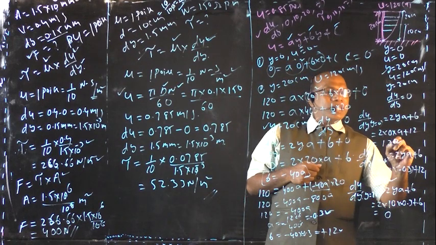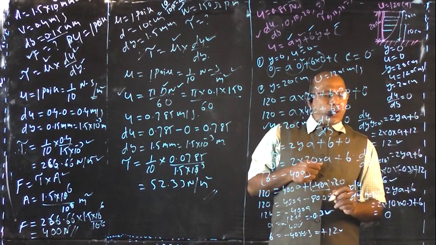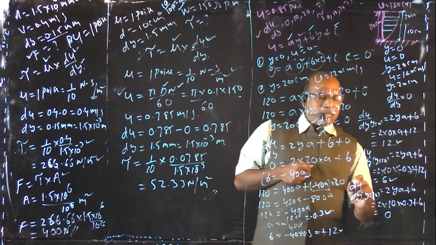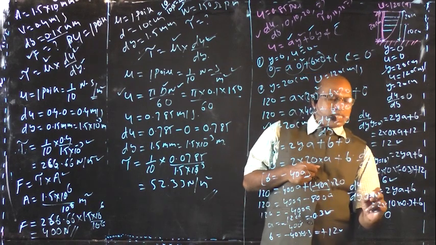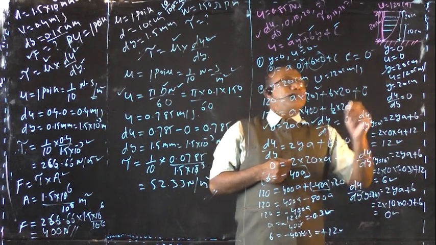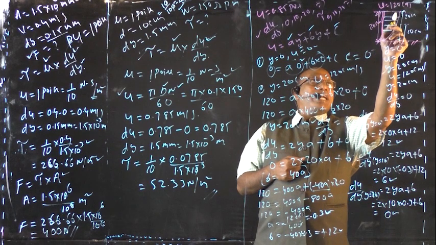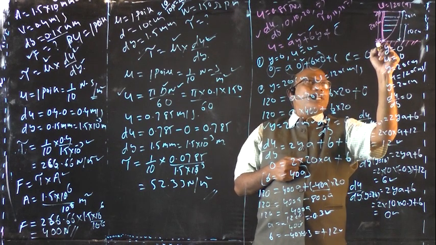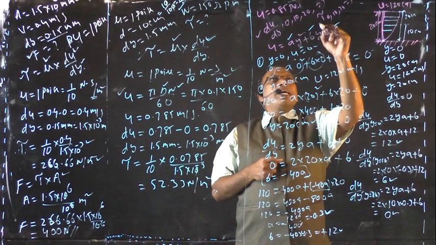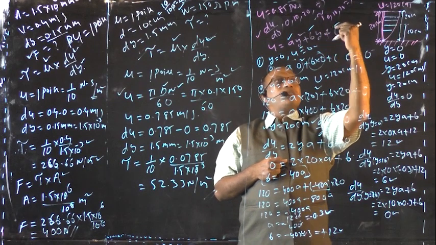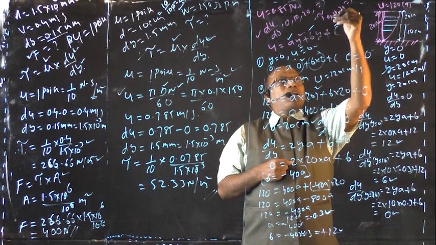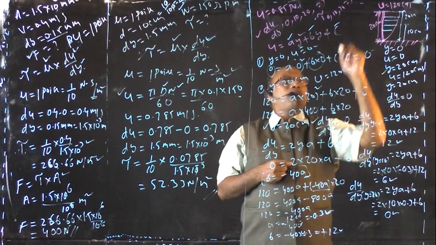The velocity gradient at y is equal to 0 is 12. The velocity gradient at y is equal to 10 centimeters is 6. The velocity gradient du by dy at y is equal to 20 centimeters is equal to 0. It indicates that the velocity gradient at the top, that means 20 centimeters from the boundary, is equal to 0. Now we are going to determine the shear stress at y is equal to 0, that means over the boundary, at y is equal to 10 centimeters, the middle of this velocity profile, and y is equal to 20 centimeters.